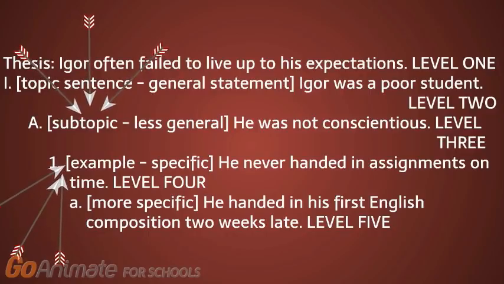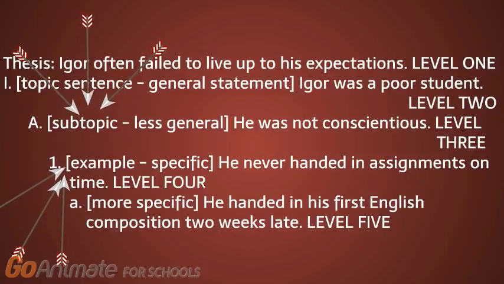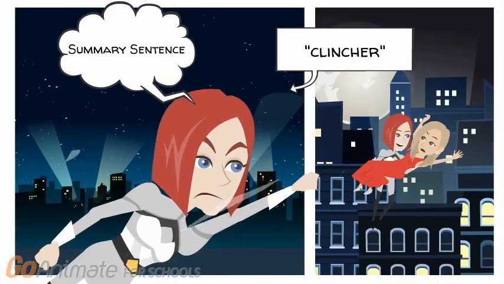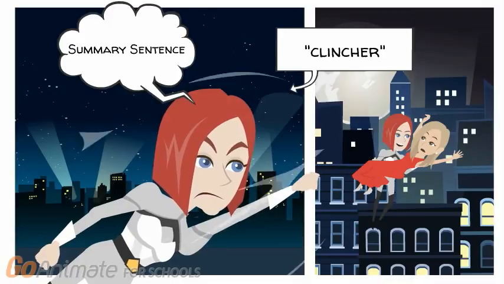Make sure you understand and can recognize the different levels so you can create good, effective outlines and consequently good paragraphs. Finally, if your paragraph is a long one, you might consider including a summary sentence, a clincher, to close your paragraph. The inclusion of such a sentence serves at least 2 purposes.